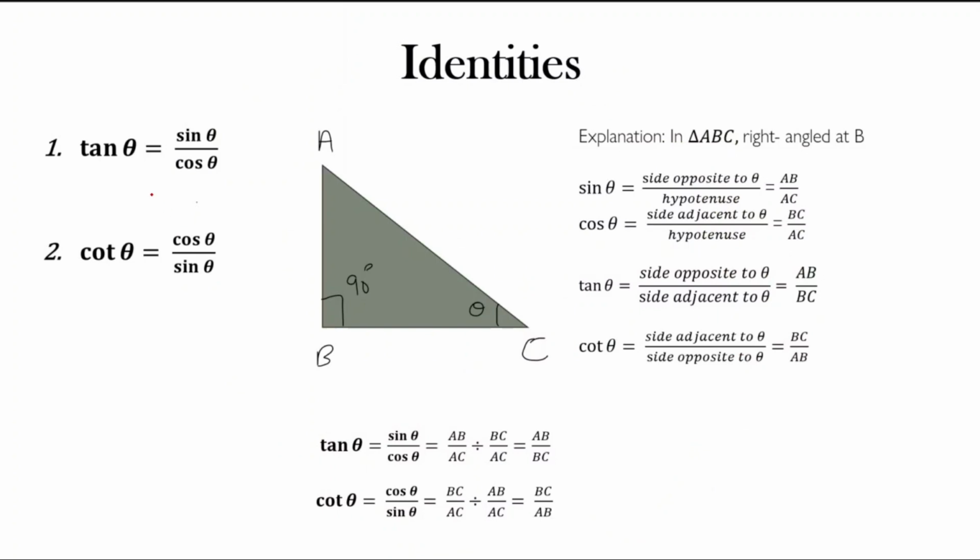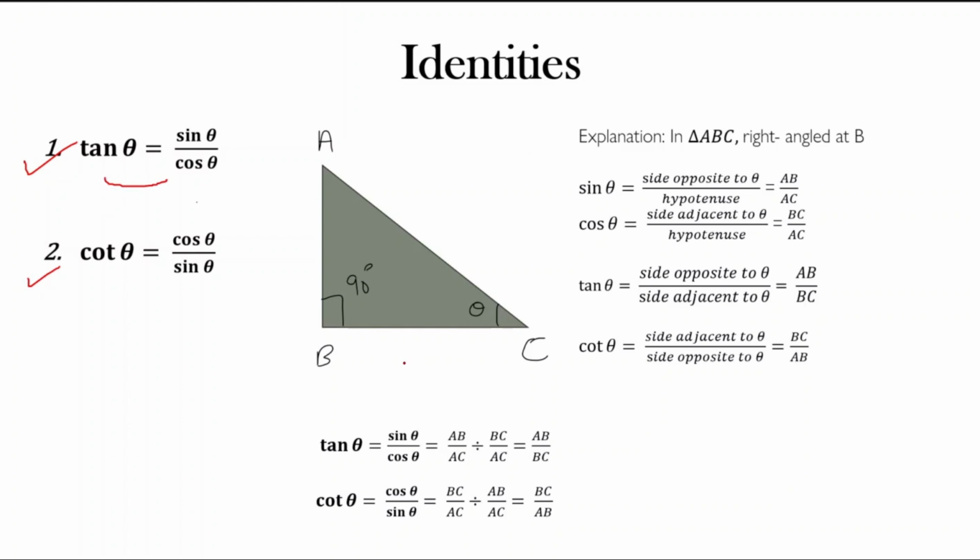So over here, as you can see, we have these two identities, two ratios: tan theta equals sin theta over cos theta, and cot theta equals cos theta over sin theta. This is something that we need to learn. Now let's see why it is so. How can we check whether it's correct or not?